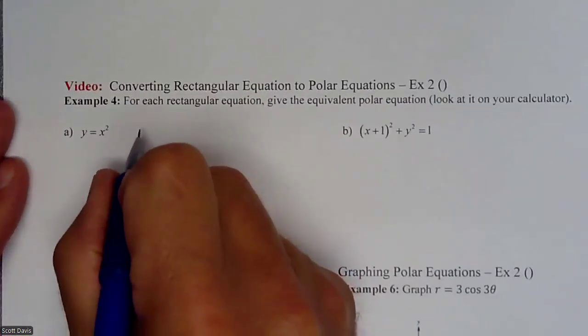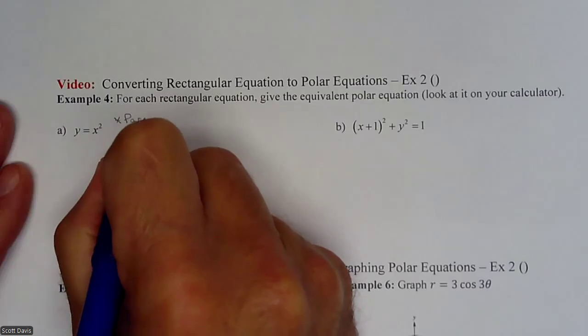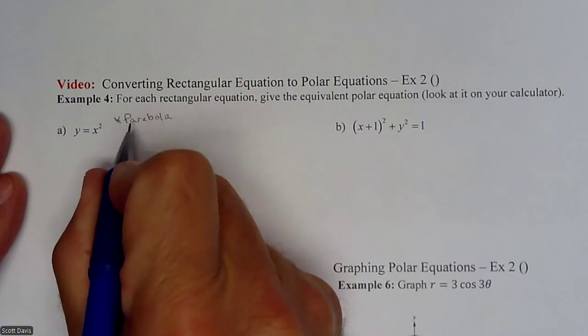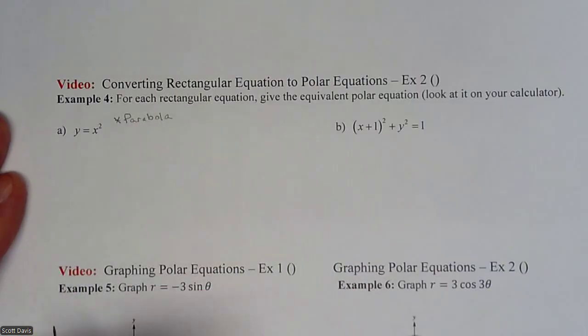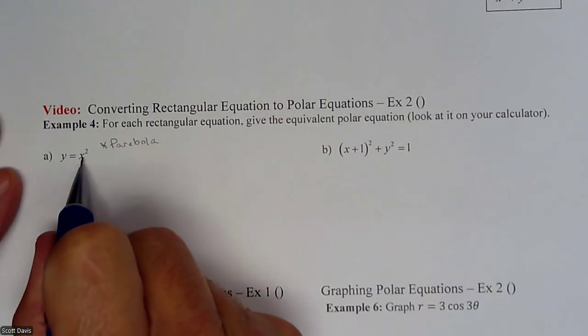So just to keep in the back of my mind, this is a parabola because we're going to throw this into the calculator to check. So we're going to eventually graph that. We know it's a parabola. We're going to throw it into the calculator once we shift it into polar, and then let's make sure it looks the same. So I can take this substitution that I have, y and x.